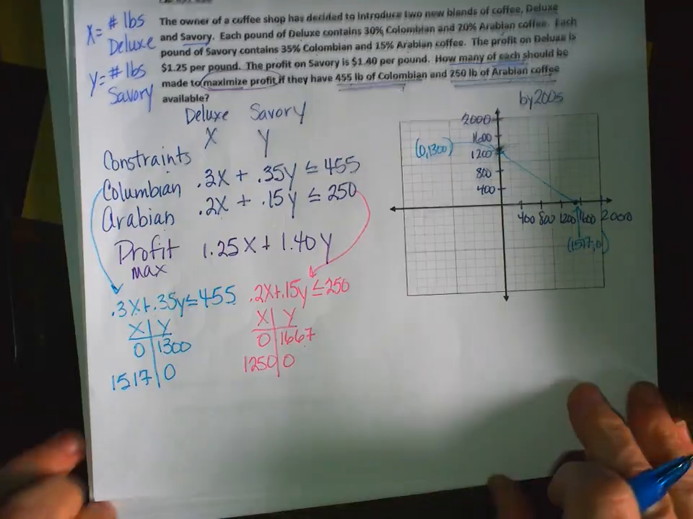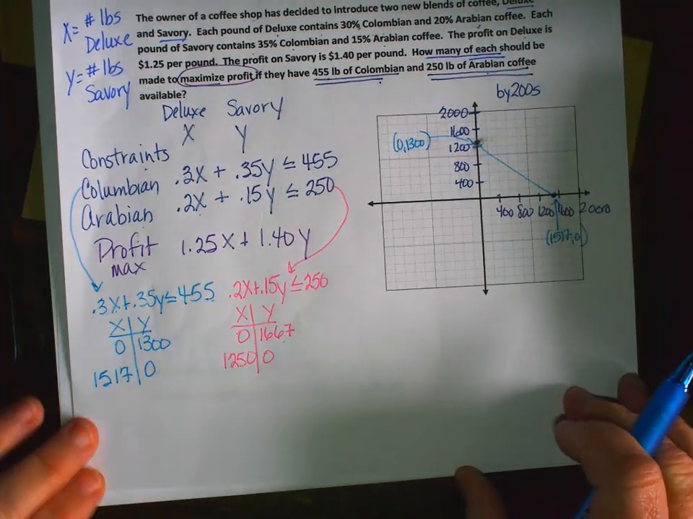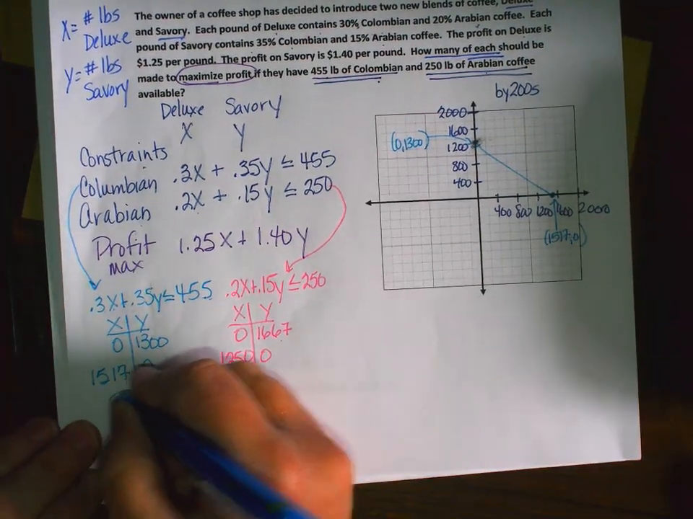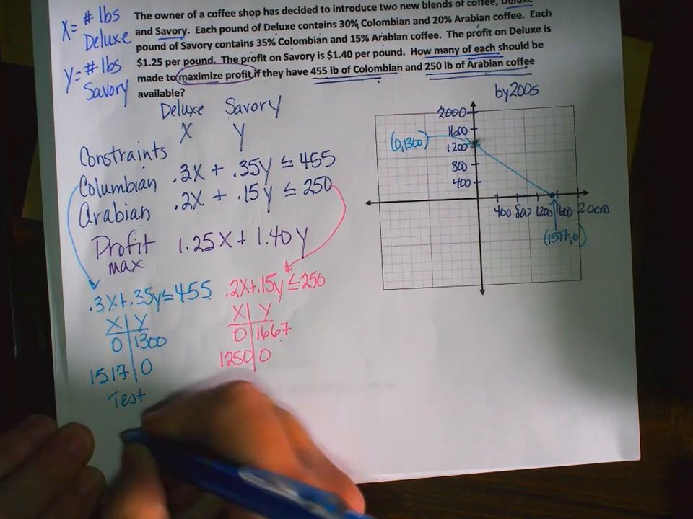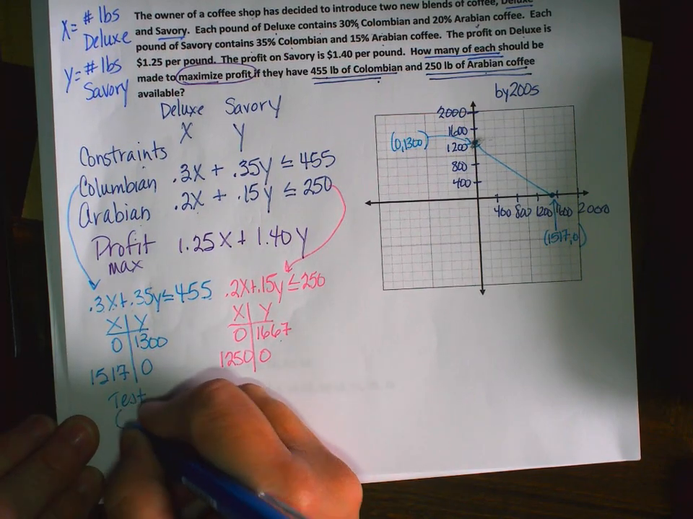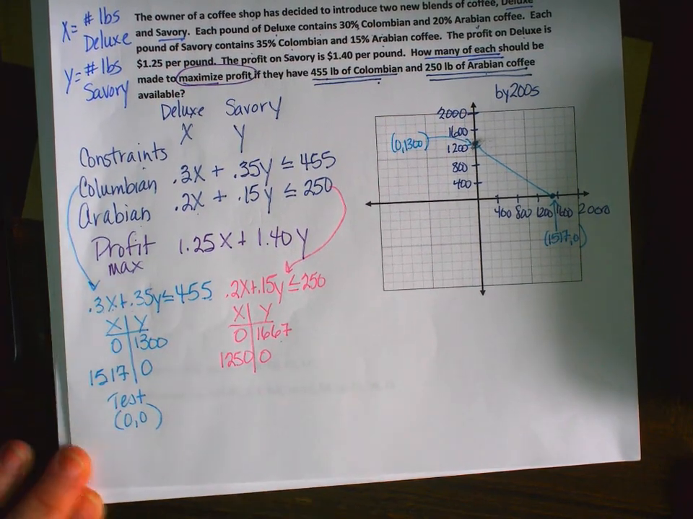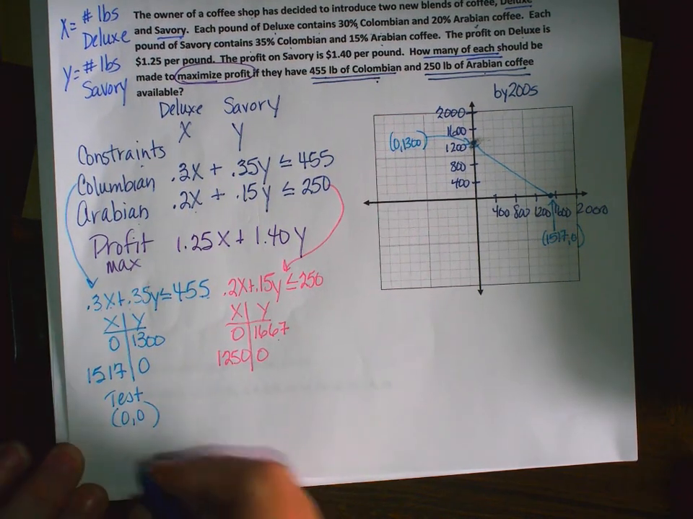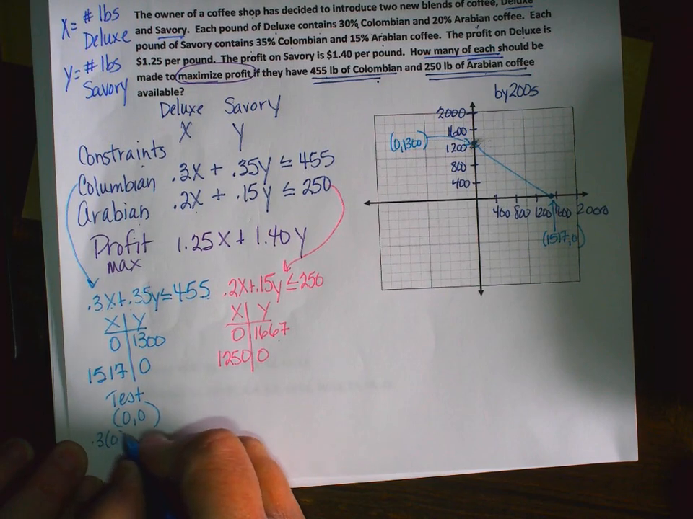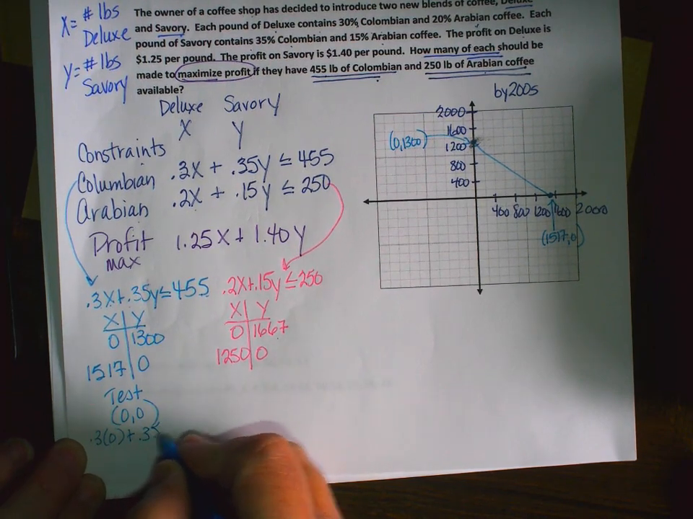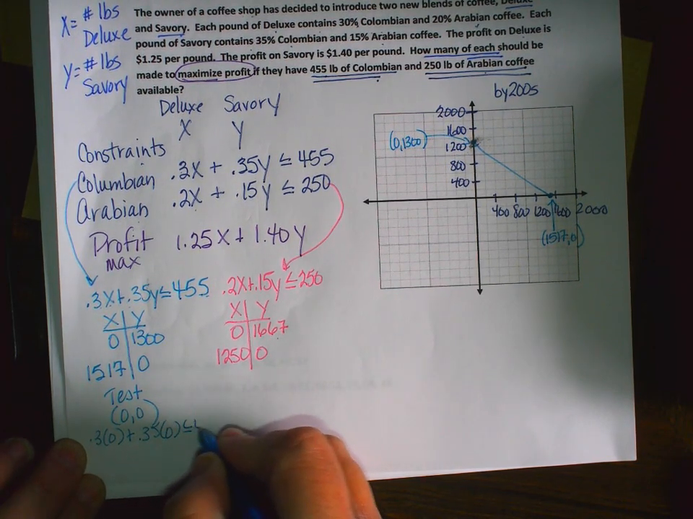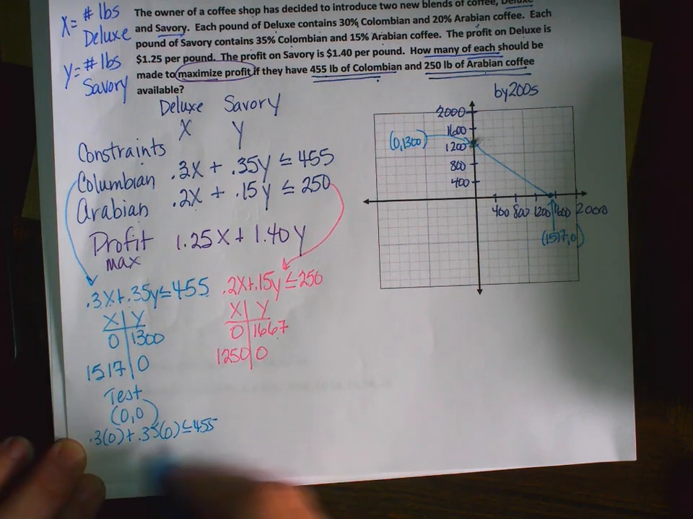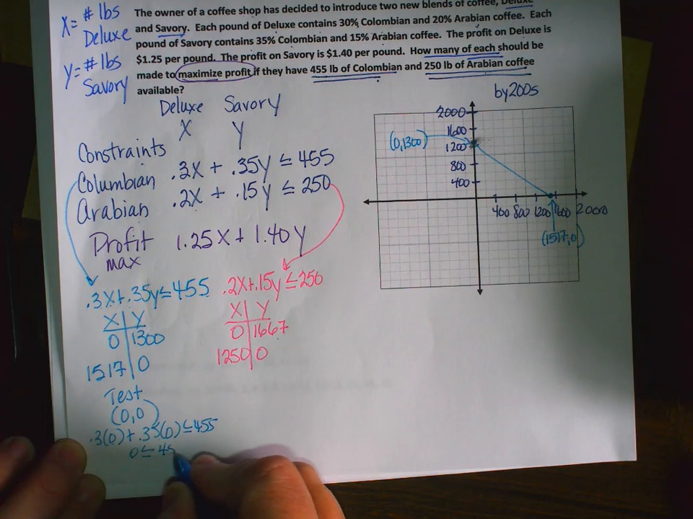And then, it's an inequality, so I have to figure out the shading. So I have to pick a test point and plug it into my equation. So I always check 0, 0. If I plug that back into my equation, I have 0.3 times 0 plus 0.35 times 0 is less than or equal to 455. And I have 0 is less than 455, because 0 plus 0 is less than 455. See how easy it is when you use zeros?